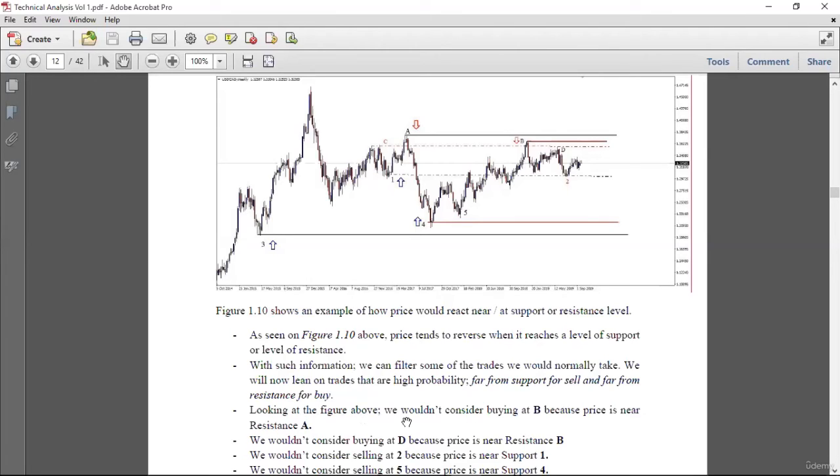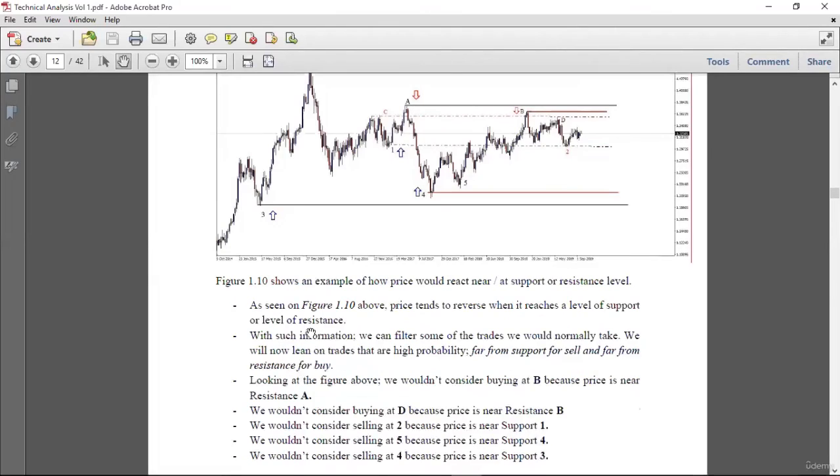Looking at the figure above, we wouldn't consider buying at B because price is near resistance A. So this is B. When price was going up before it reaches here, this is not where we would be looking for buy trades. We would actually be looking for sell trades. Draw this as a zone as soon as it reacts to this. Look for those chart patterns, but we're going to talk about that at a later stage. So we can't look for buying options as price is going up here at B. That's where we'll be looking for sell trades because there is that resistance.